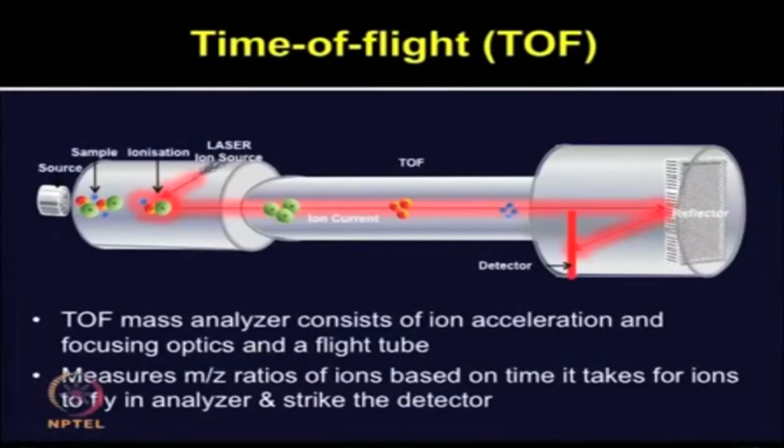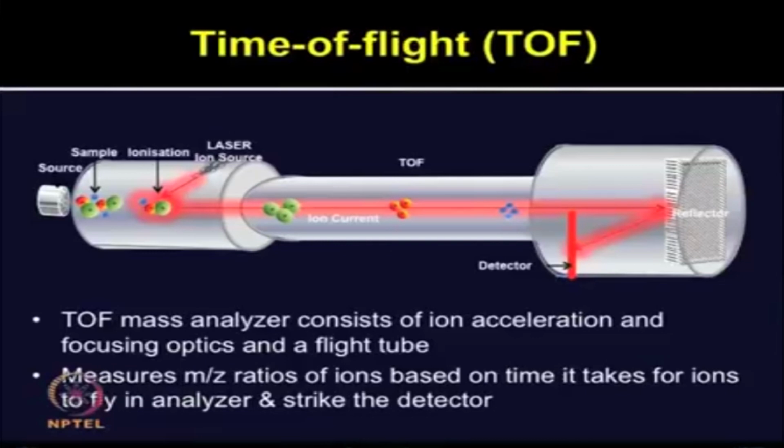So, the TOF mass analyzers consist of ion acceleration and focusing optics and a flight tube. As shown in the slide, you have a source, where the sample ionization is occurring due to the laser beam bombardment. Then ions are moving in the time of flight tube and reaching towards the detector. Now, often we can also add a reflector, an ion mirror, which can increase the path length.